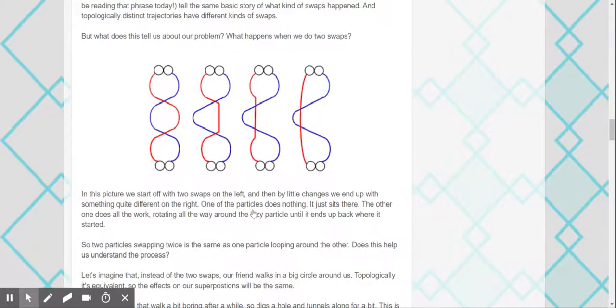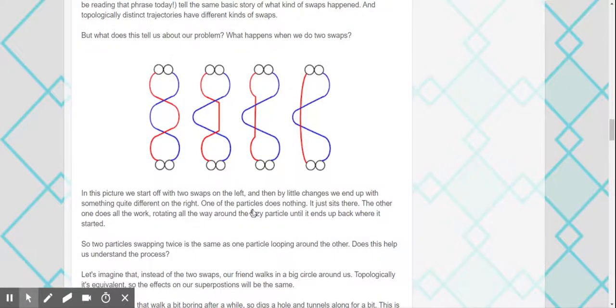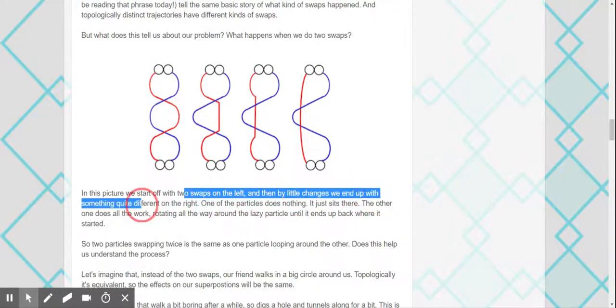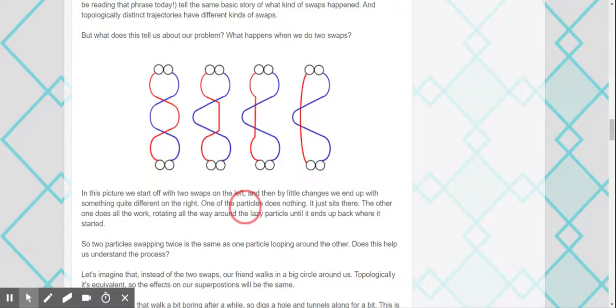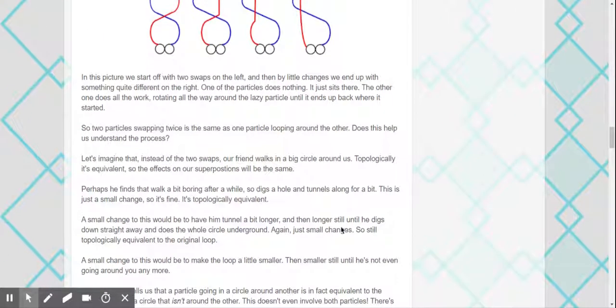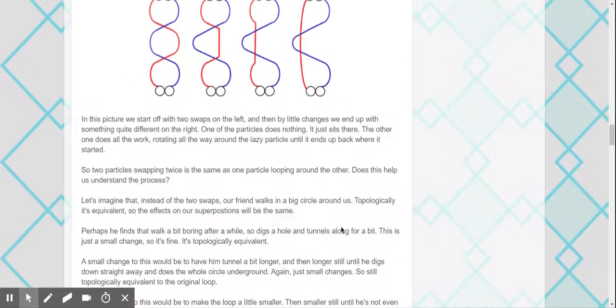In this picture, we start off with two swaps on the left, and then by little changes, we end up with something quite different on the right. One of the particles does nothing. It just sits there. The other one does all the work, rotating all the way around the lazy particle until it ends up back where it started. So two particles swapping twice is the same as one particle looping around the other.